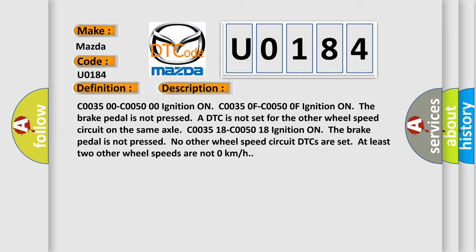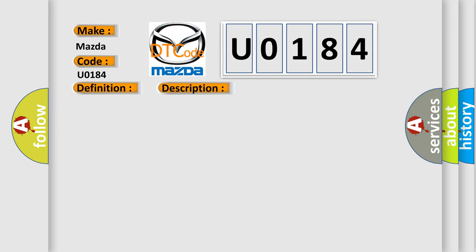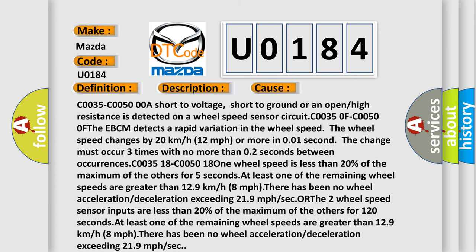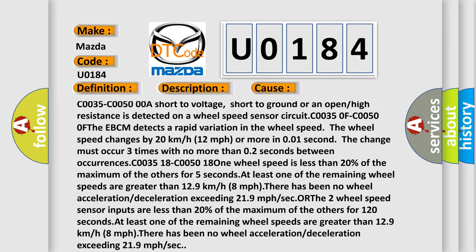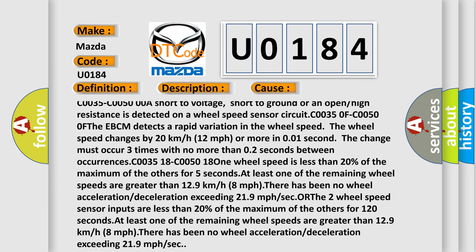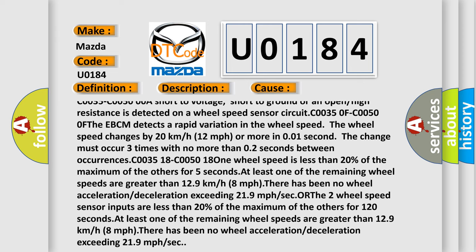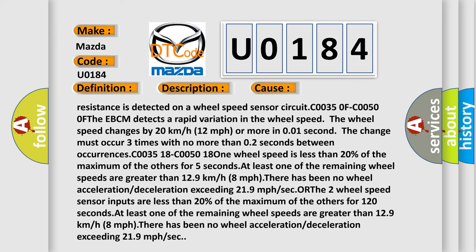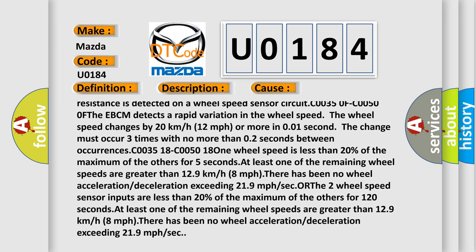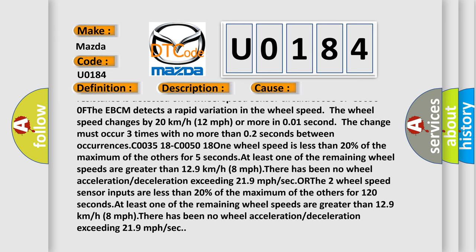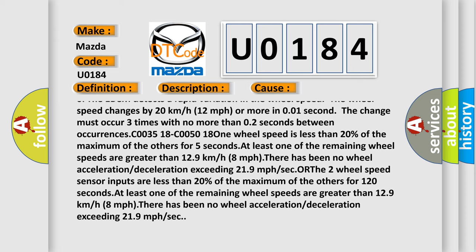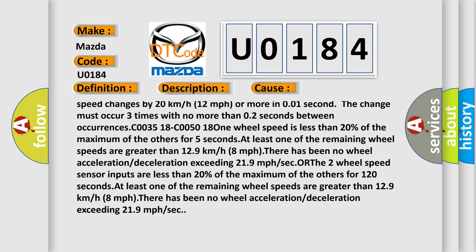This diagnostic error occurs most often in these cases. A short to voltage, short to ground, or an open or high resistance is detected on a wheel speed sensor circuit. The EBCM detects a rapid variation in the wheel speed. The wheel speed changes by 20 km per hour, 12 miles per hour, or more in 0.01 second. The change must occur 3 times with no more than 0.02 seconds between occurrences.